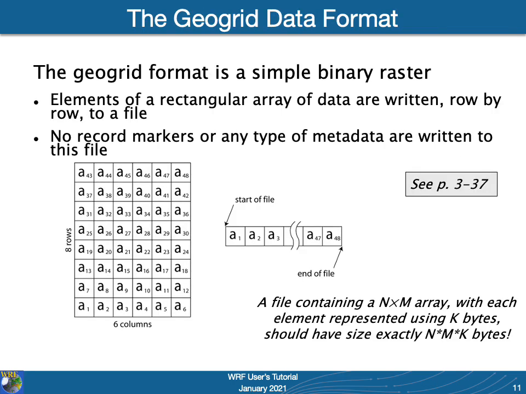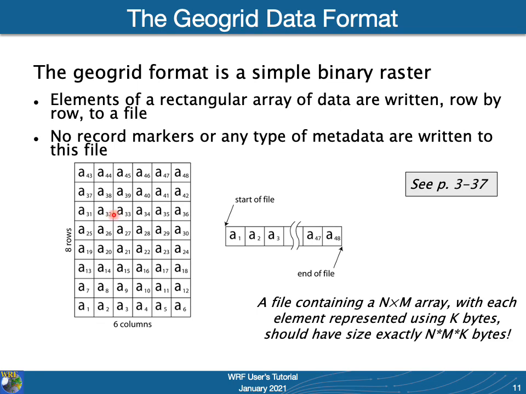Now, the binary data format that the GeoGrid program can understand is a simple binary raster format. And so you can imagine taking your data set and putting it into a rectangular array in memory, and then writing that array out column by column and row by row to a file, without including any sort of header information and no record markers of any kind.